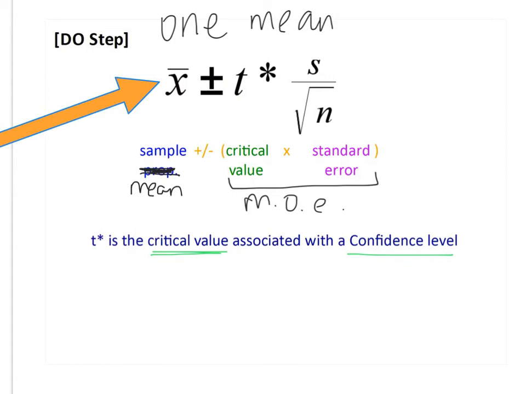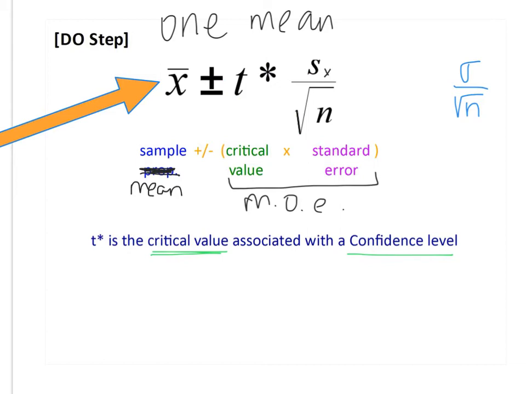And then I multiply t star by the standard error or standard deviation of the sample. You probably remember it as sigma over the square root of n. Well, I don't have sigma. I have the sample standard deviation, or Sx, divided by the square root of n. So this is the big formula. This is how I find the actual interval after I do steps 1 and 2.